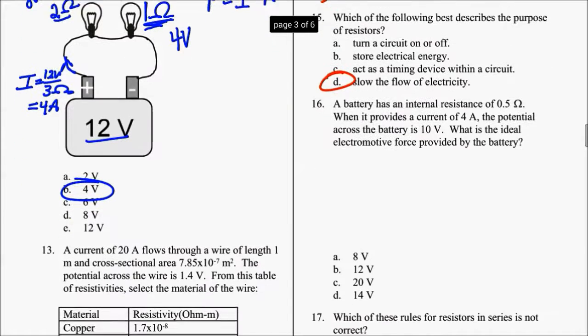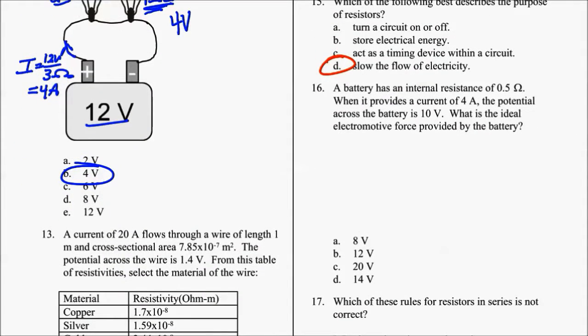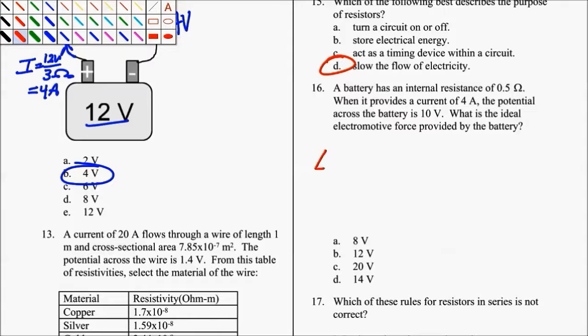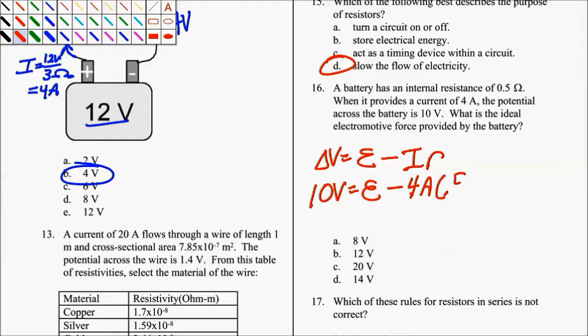A battery has an internal resistance of 0.5 ohms. It provides a current of 4 amps. The potential across the battery is 10 volts. What is the ideal electromotive force provided by the battery? Well, the observed potential is equal to the electromotive force minus I times that internal resistance. So this would be 10 volts equals the electromotive force minus 4 amps times 0.5 ohms. That means this is equal to 10 plus 2, or 12 volts.